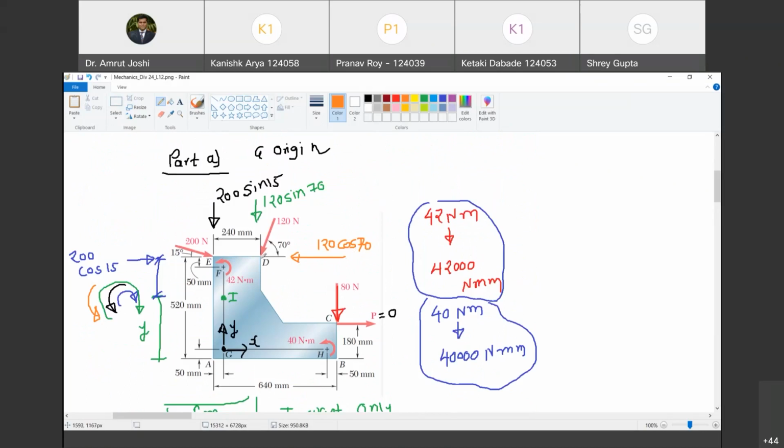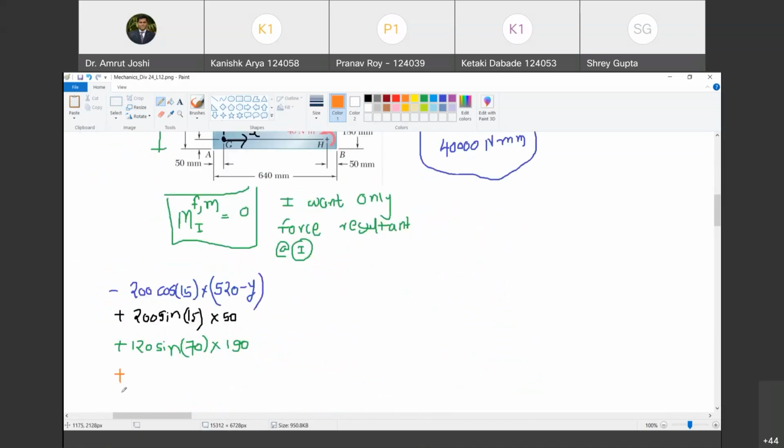120 cos 70 into the vertical distance between D and I. What is the vertical distance between D and I? 520 minus y. Do you agree with me? Yes, sir. So 120 cos 70 multiplied by 520 minus y. Happy? Yes, sir.